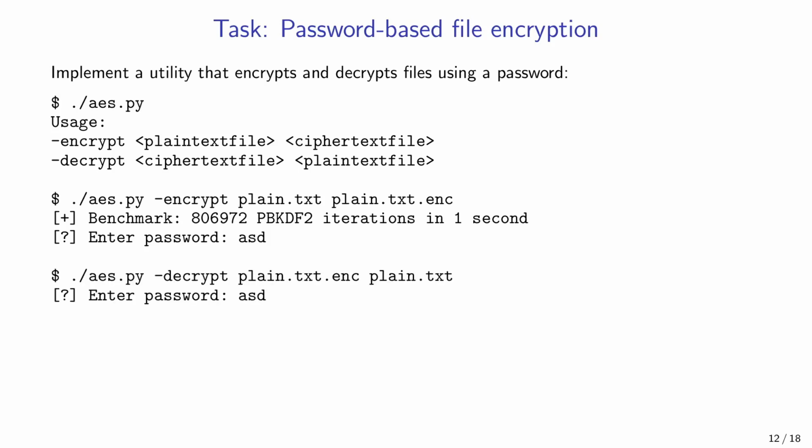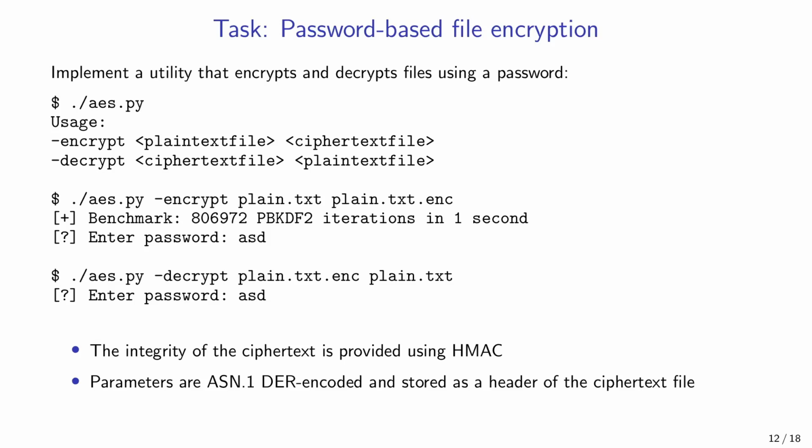The decryption mode will ask for the password, derive keys, decrypt the ciphertext, and write the plaintext to this file. The integrity of the ciphertext here is provided using HMAC. So the key derived from the password will be used not only for encryption, but also to provide the integrity of the ciphertext using hash-based message authentication code.